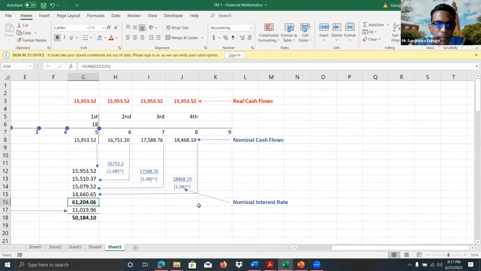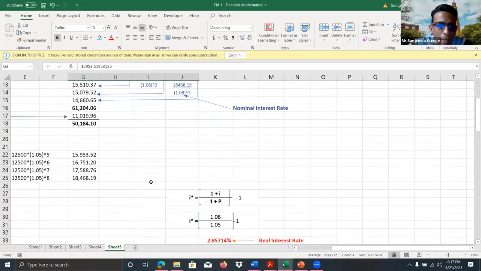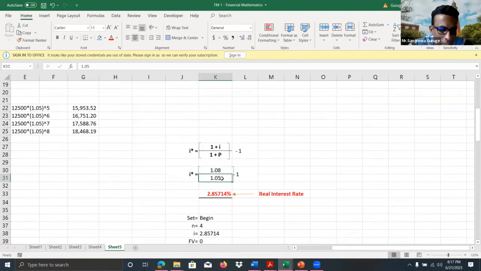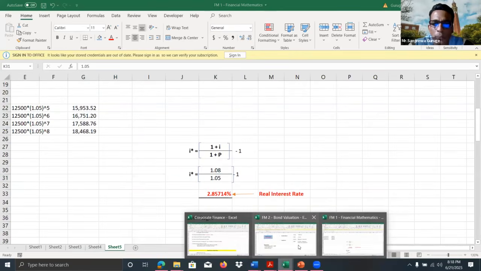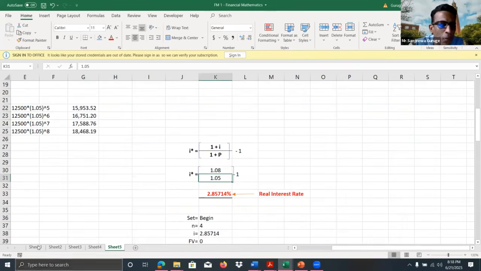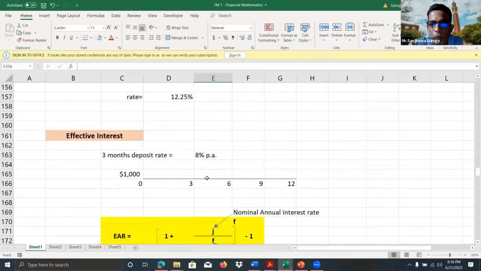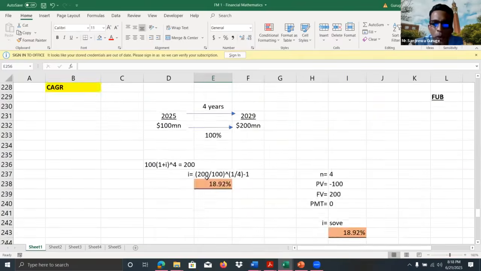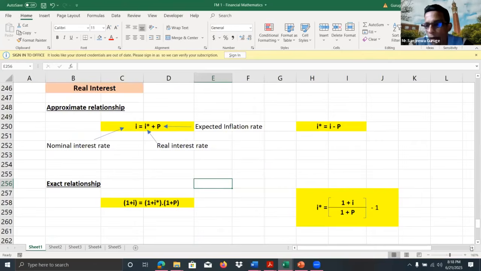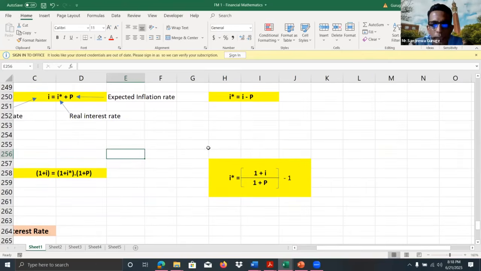But we have another method. We can use real cash flow. And if we use real cash flow, what should the discount rate be? The discount rate should be real. But 8% is the nominal rate, and in this example, the inflation is 5%. And that is the formula which I showed earlier, the formula to convert a nominal rate to real.